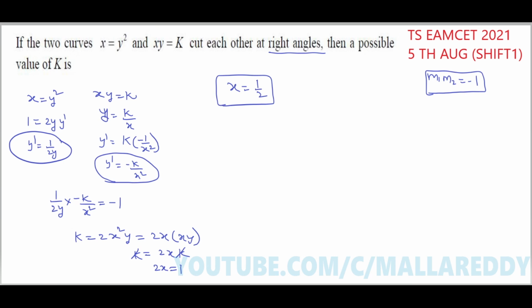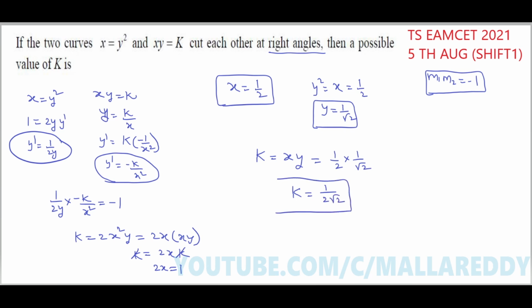Now the value of y. Given curve y^2 = x, that is equal to 1/2. So y = 1/√2. This is the y value. Now we find the value of k. k is given, that is x into y. The x value is 1/2 into 1/√2. Therefore k = 1/(2√2). This is the value of k.